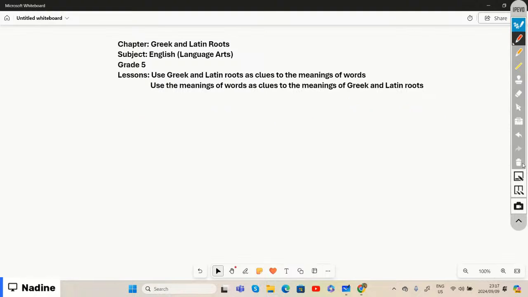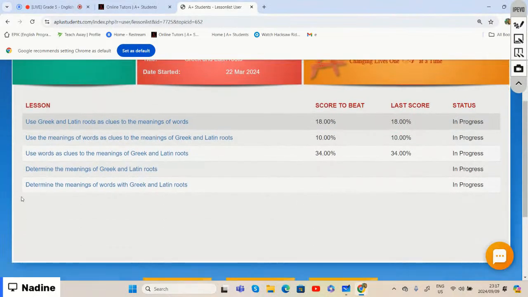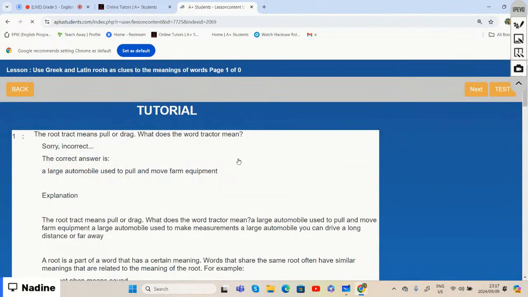All right, so now we're going to aplusstudents.ca and we're going to find out more about Greek and Latin roots. We're first going to use Greek and Latin roots as clues to the meanings of words. And then we're going to use meanings of words as clues to the meanings of Greek and Latin roots.